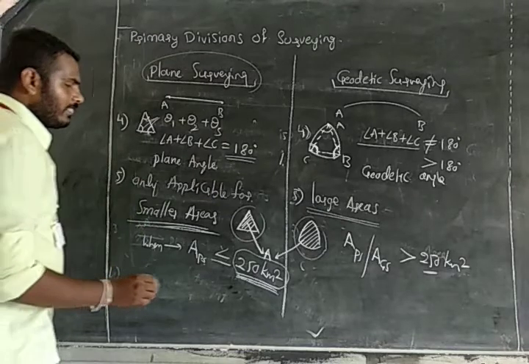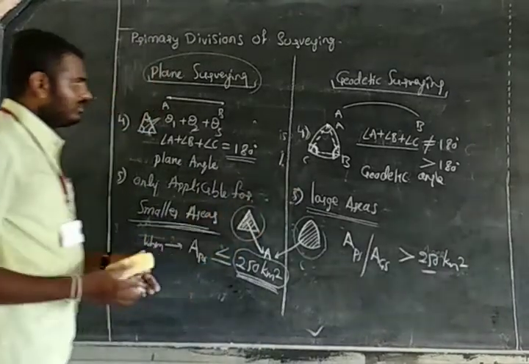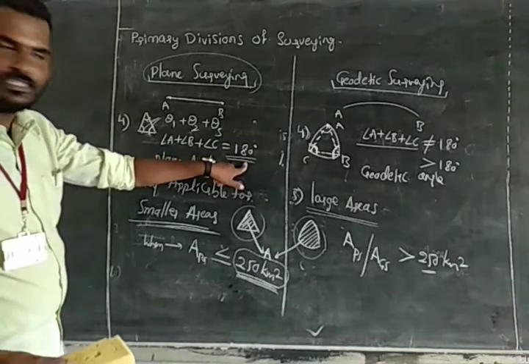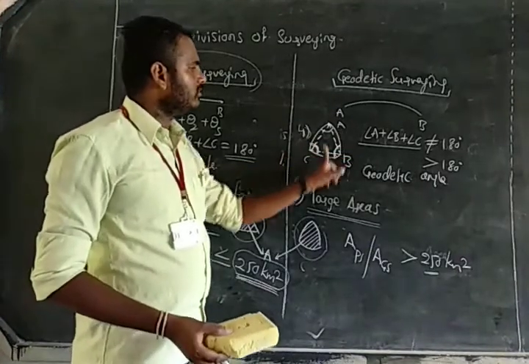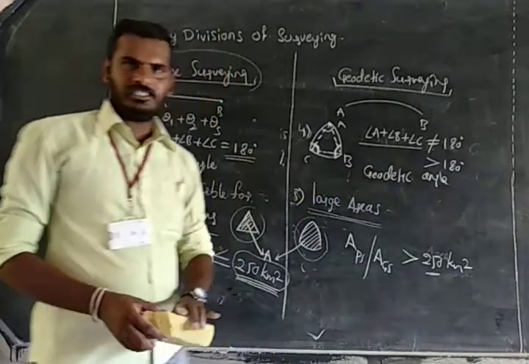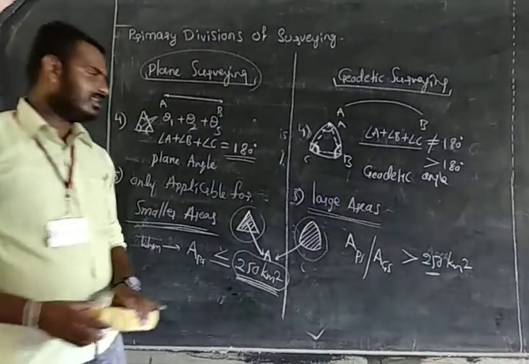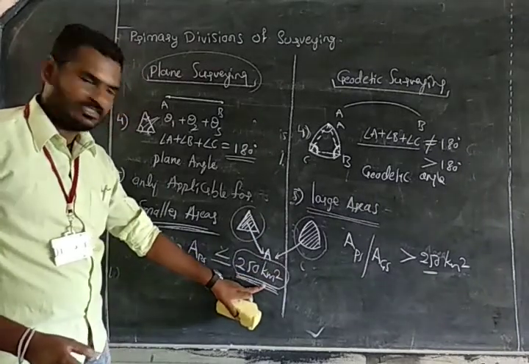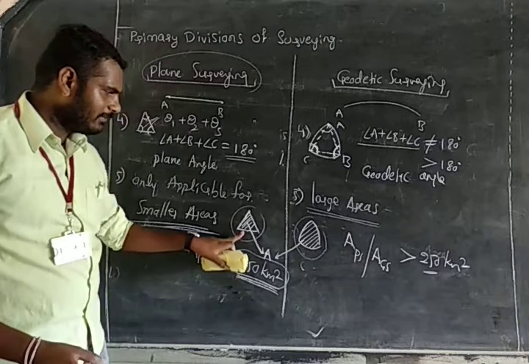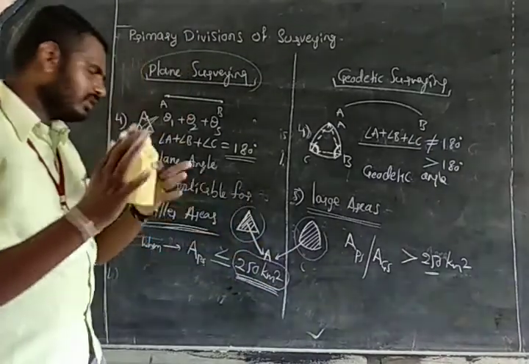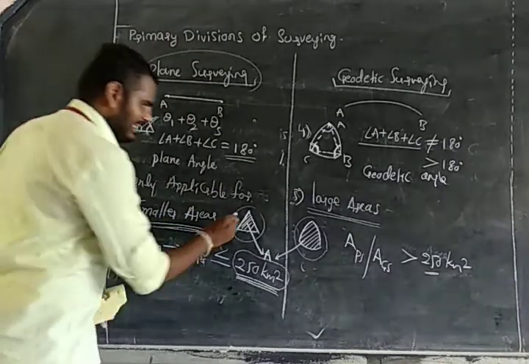So see, sir, what is the difference from the fourth point? As I told you here, the summation of angles is equal to 180 degrees, and in geodetic, I have told you that it is greater than 180 degrees. But based on the same area, suppose 250 square kilometers, I am considering this is plane and this is geodetic. So therefore automatically you can identify that the lengths are different.